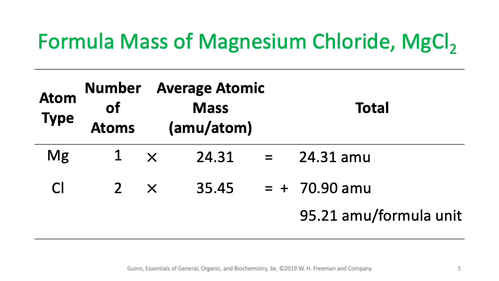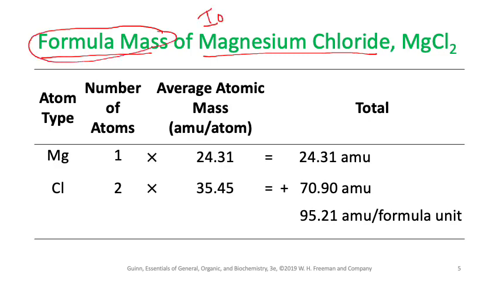Now let's try to calculate the formula mass of magnesium chloride. So remember this, for any ionic compound we usually don't calculate the molecular mass, we calculate the formula mass. So remember this thing for ionic compounds.